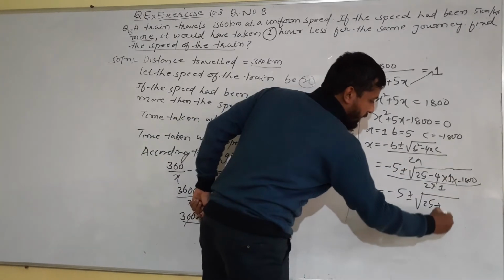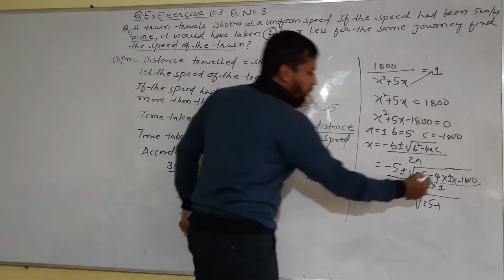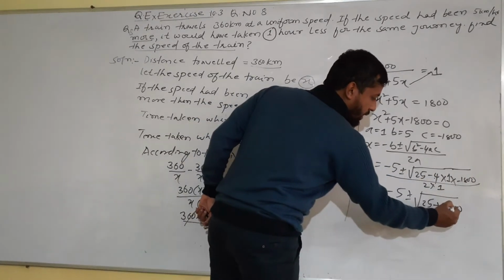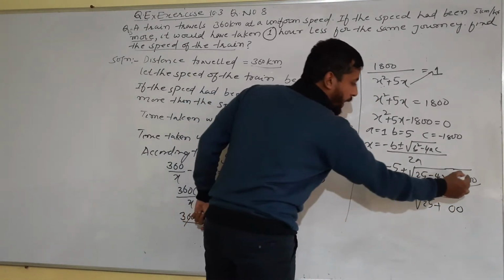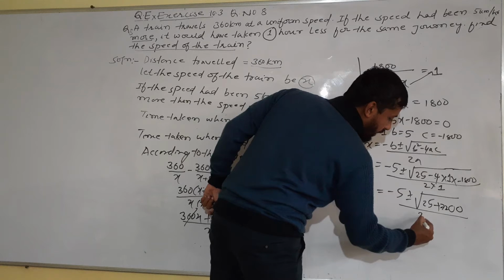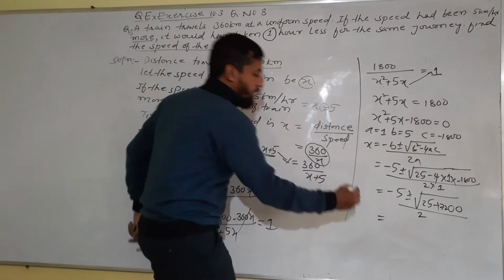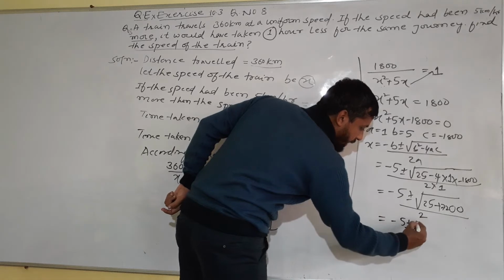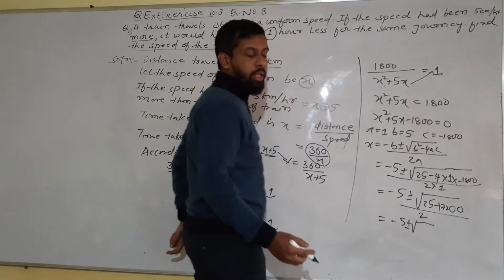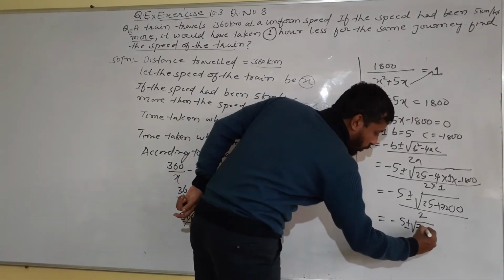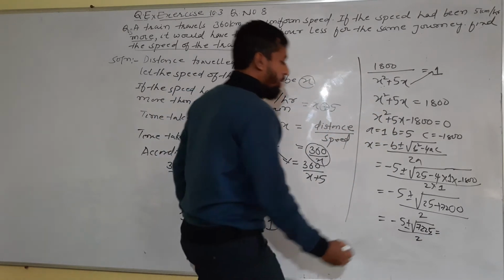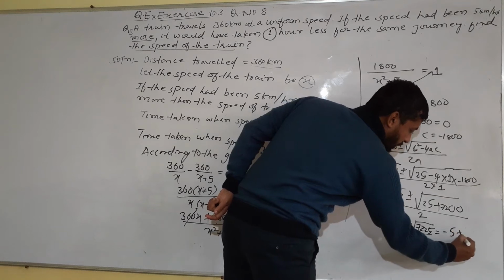Minus into minus is plus. Then 4 into 1800. 4 into 0 is 0. Again 4 into 0 is 0. 4 into 18 is 72. Divided by 2 ones of 2. Now again minus 5 as it is, plus or minus under root of. This will be 25 plus 7200, which will be 7225, divided by 2, which is equal to minus 5 as it is, plus or minus.